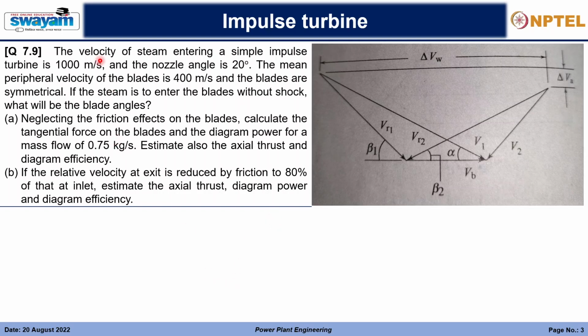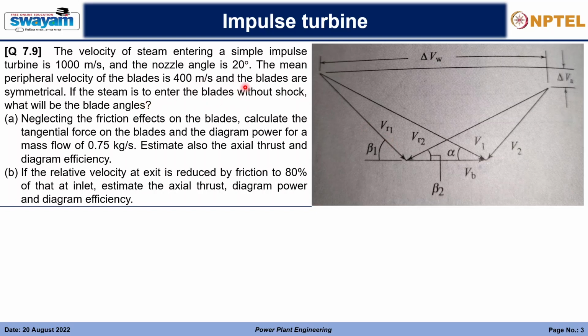So the first question is a very simple problem. The velocity of the steam entering a simple impulse turbine is 100 meter per second. So from the nozzle it is coming at 100 meter per second, and the nozzle angle is 20 degree. Okay, it is directed at 20 degree. The mean peripheral velocity of the blades, that is, it is rotating, is 400 meter per second, and the blades are symmetrical, meaning the inlet and the outlet angles are the same. Inlet angle to the blade and the outlet angle of the blade are the same, meaning beta 1 and beta 2 will be same.